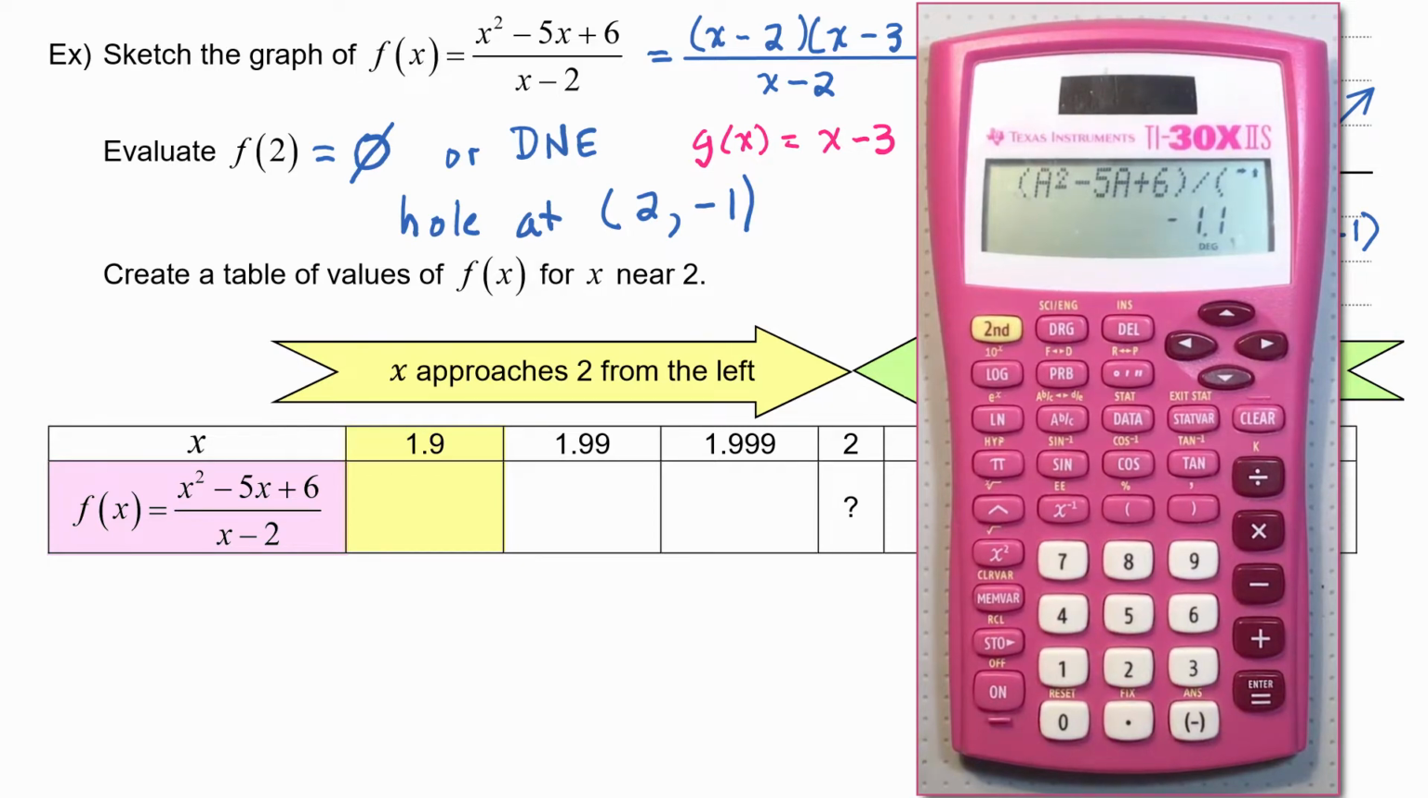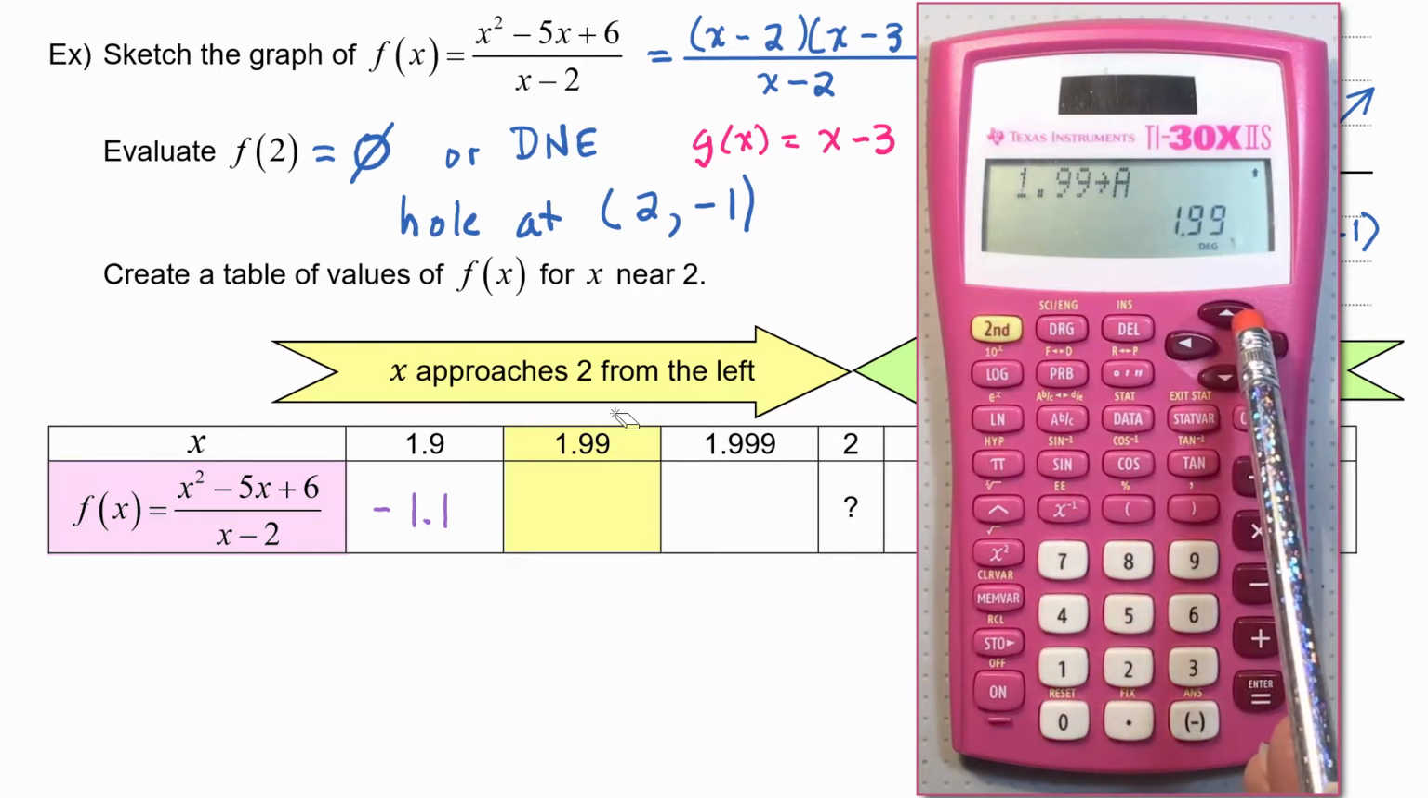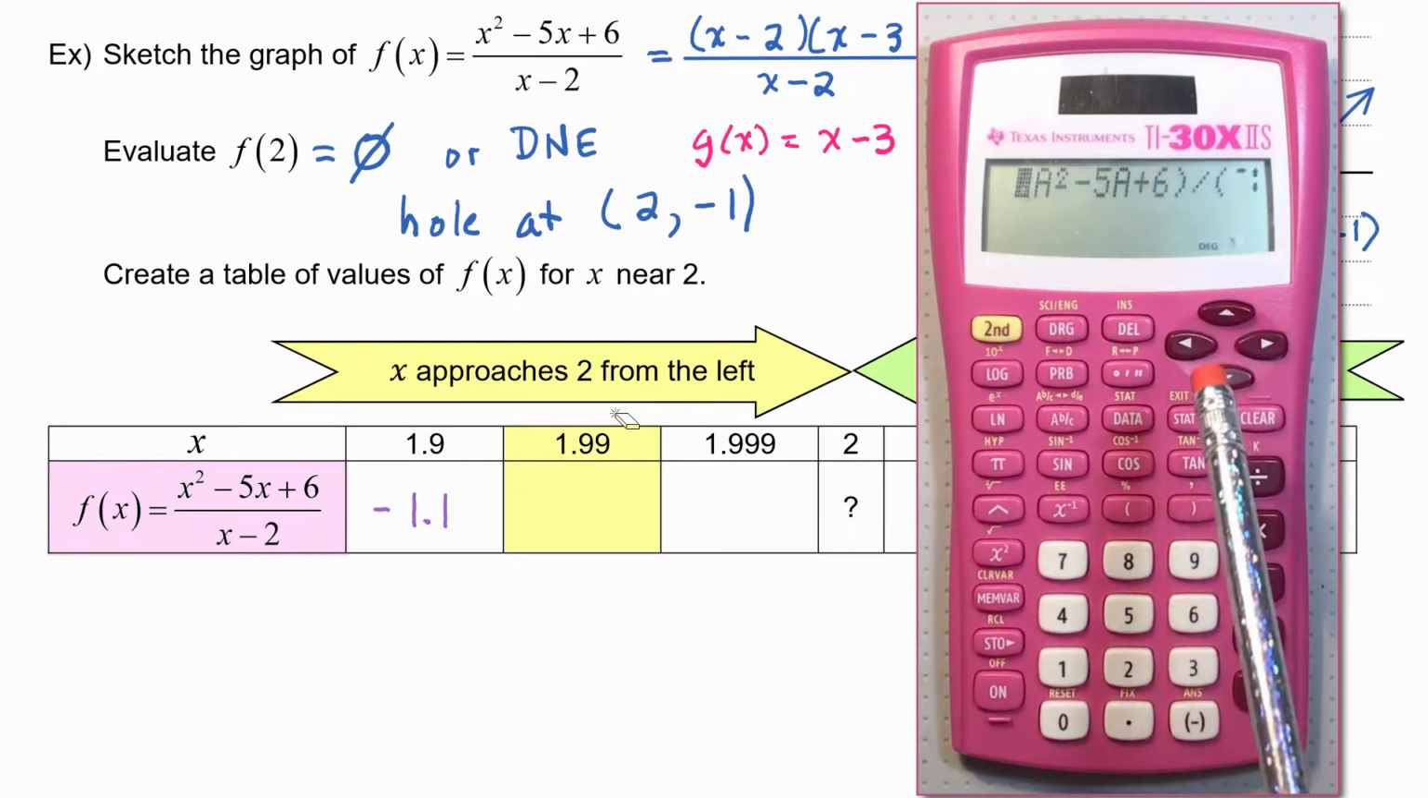So let's enter that here. Now when I want to plug in x is equal to 1.99, I can do that easily on my calculator by taking 1.99, storing that into memory variable A. Now use the up cursor, get back to here where we already have that formula entered, and we can just hit enter, and we see that that next value is negative 1.01.